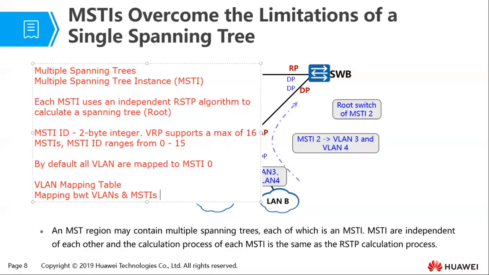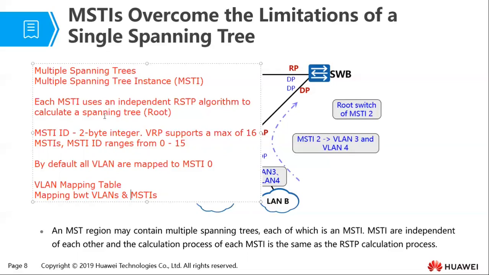Now, when it comes to VLAN-MSTI mapping, you need to know that an MSTI can be mapped to one or more VLANs, but one VLAN can only be mapped to a single MSTI. In short, a VLAN can only belong to a single MSTI. So it cannot belong to two MSTIs. But an MSTI can be mapped to multiple VLANs.